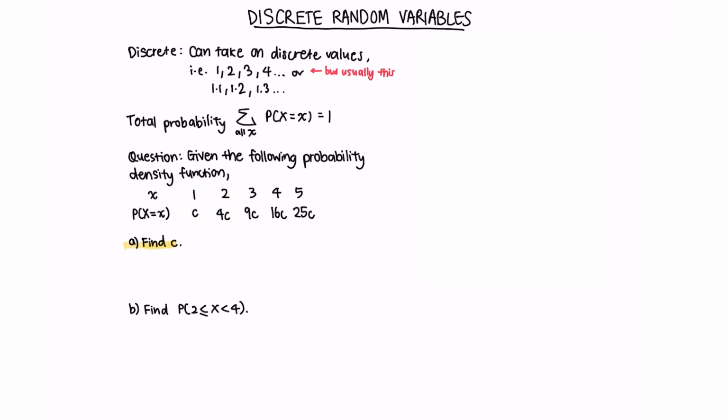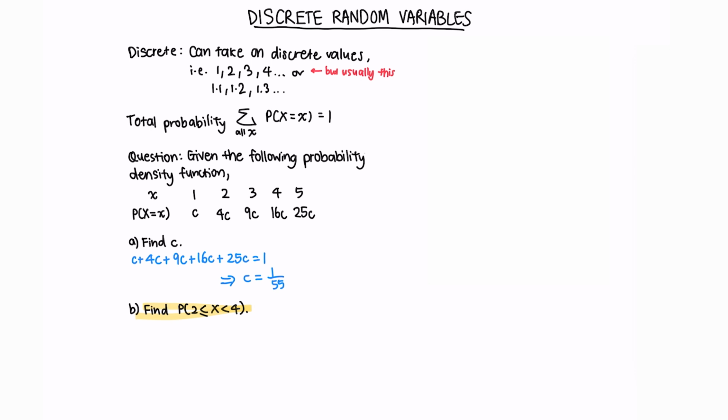Now part A asks us to find c, and we can use the total probability to help us. So the sum of all these probabilities over here will be equal to 1. This means that c will be 1 over 55.